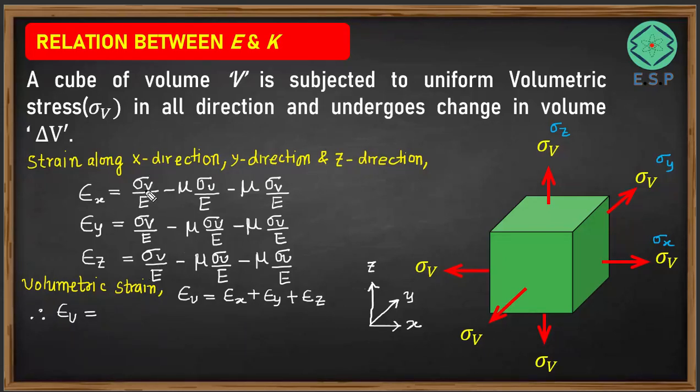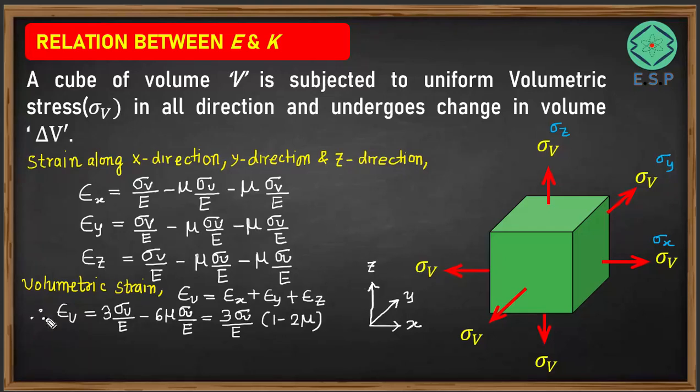You'll get sigma V, sigma V, sigma V by E. So it is going to be 3 times sigma V by E, and here these quantities are the same. So 1, 2, 3, 1, 2, 3. There are 6 times. So minus 6 mu times sigma V by E. Straightforward, no confusion, right? I've simply added all these terms together. So I got the volumetric strain equals 3 sigma V by E minus 6 mu sigma V by E. You can take 3 sigma V by E common, and the remaining will be 1 minus 2 mu.